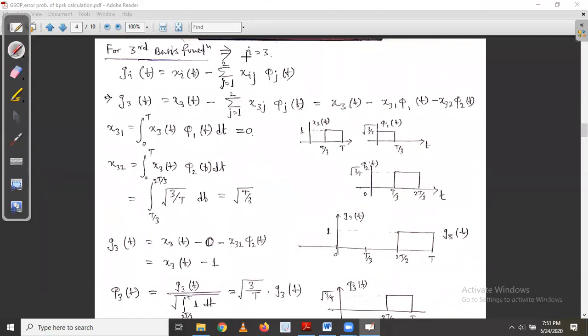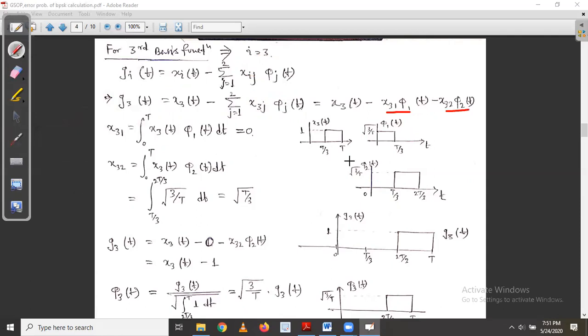Third basis function, phi 3, that is i equals 3. So first, that is g3, x3t. Here it will be x3j. Here it will be phi j. I have written this one. Then j equals 1 to i minus 1. i minus 1 means 3 minus 1, that is 2. So j equals 1 to 2. So now this value will be written as the summation of these two, by varying the value of small j. So we have this one.